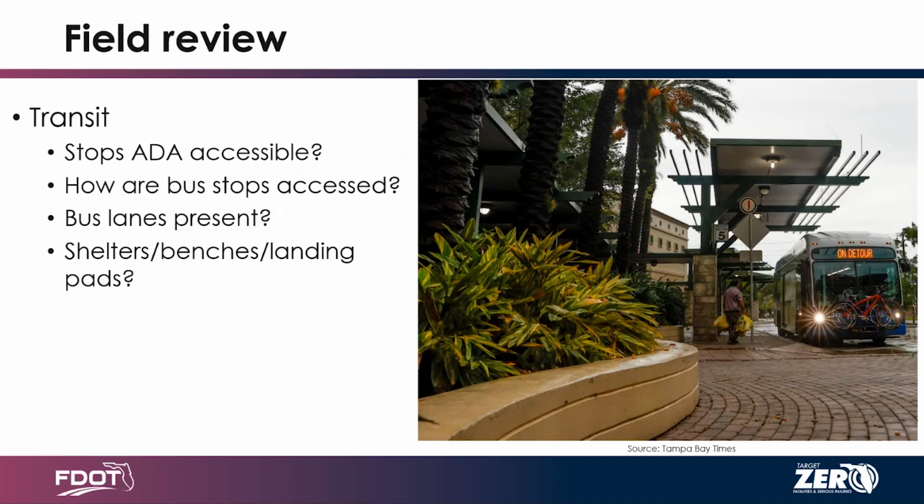And then if there is any transit in your study area, you definitely want to look at the stops. Are they accessible? How do people get to the bus? Are they walking on a sidewalk? Do they have to cross the street? Is there a marked crossing for that? Are bus lanes on the corridor present? And is there just a shelter, a bench, a landing pad for the pedestrians to wait to get onto transit?